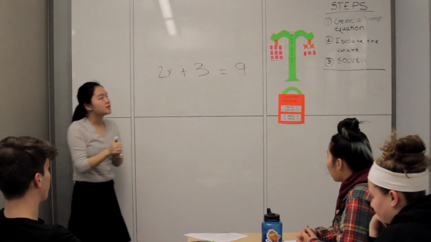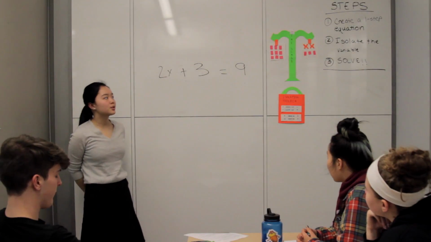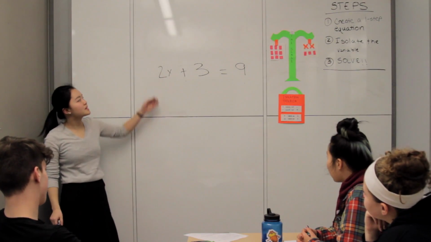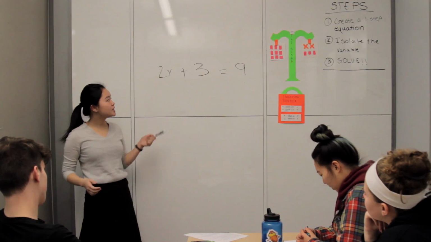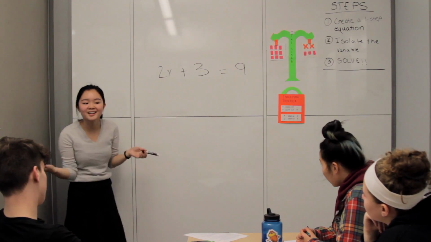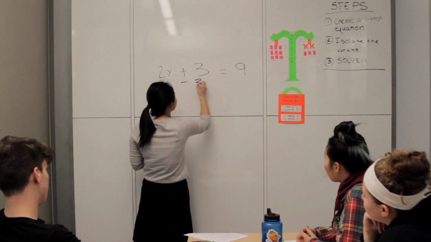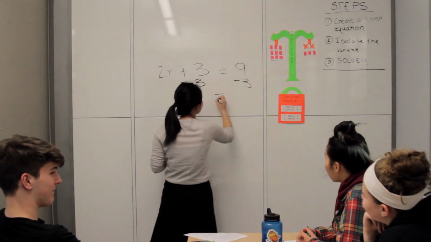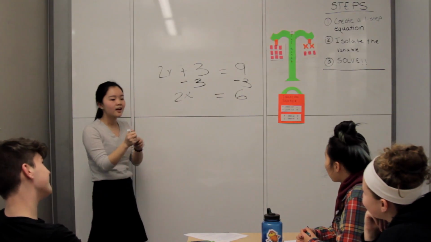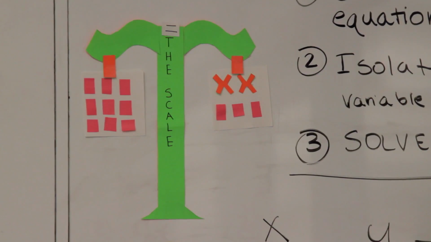So when we're solving a two-step equation, the first step is to create a one-step equation. And we do this by isolating 2x on the left side. And we use subtraction to get rid of addition because they cancel each other out. And what we do to one side, we always have to do to the other. So now we have 2x equals 6. And we can visualize what we just did on our scale.